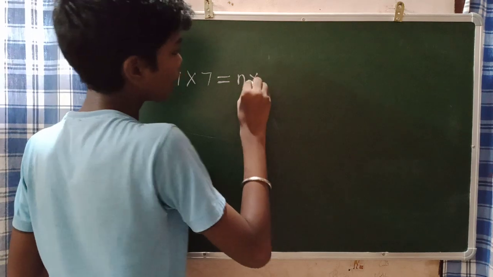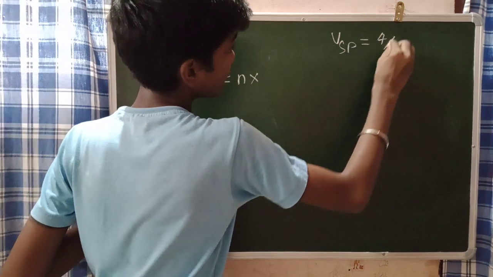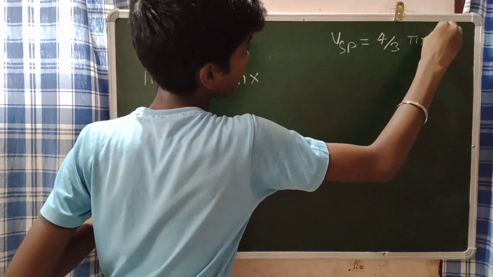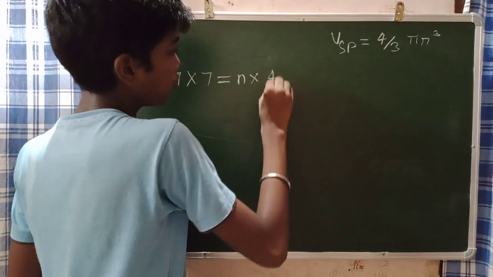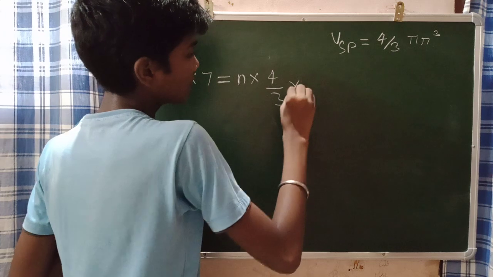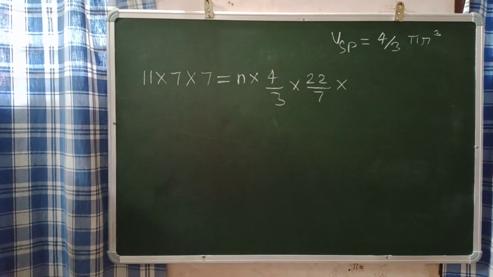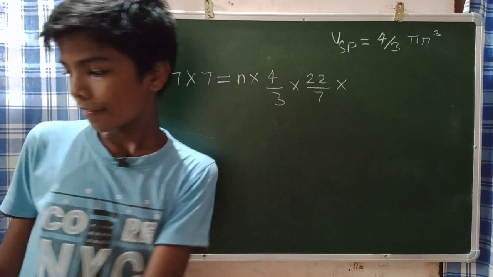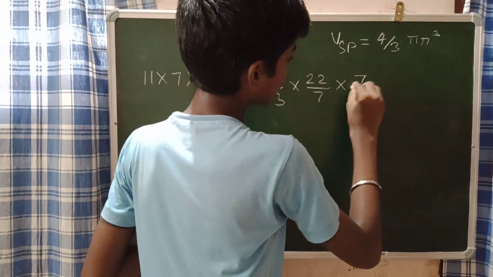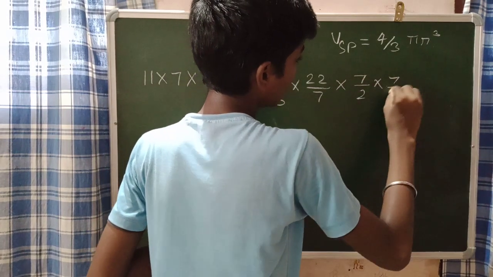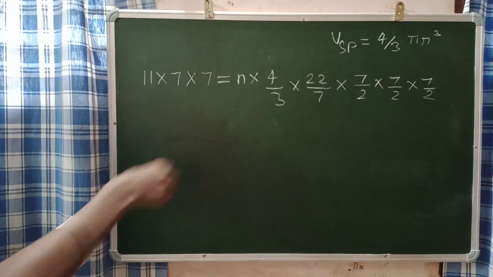What is the volume of sphere formula? The volume of sphere formula is nothing but 4 by 3 pi r cube. Using that formula, I can write the same equation as n into 4 by 3 into pi, which is 22 by 7, into r cube. What is the value of r given in the question? The radius of each solid sphere is 7 by 2 cm. So you will get 7 by 2 into 7 by 2 into 7 by 2. Now just try to cancel out and find the value of n.